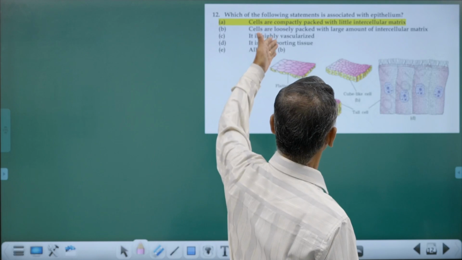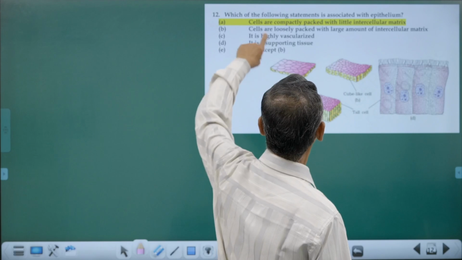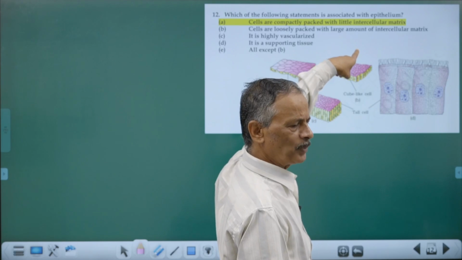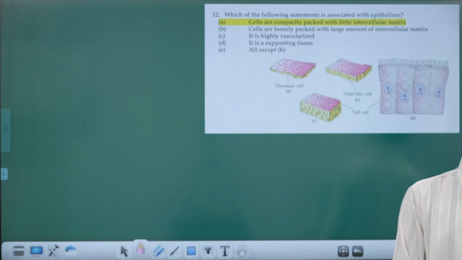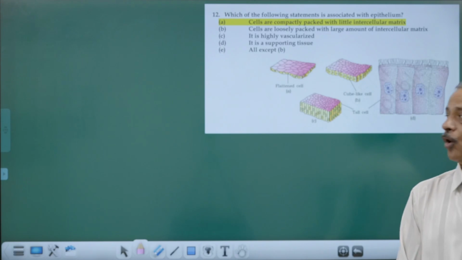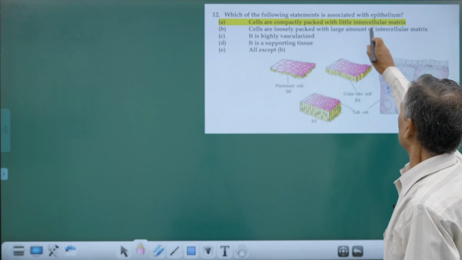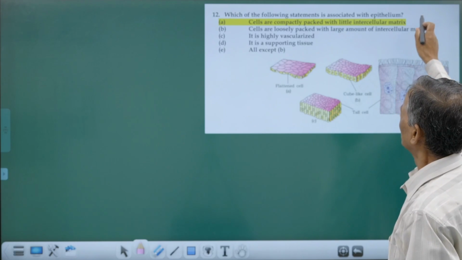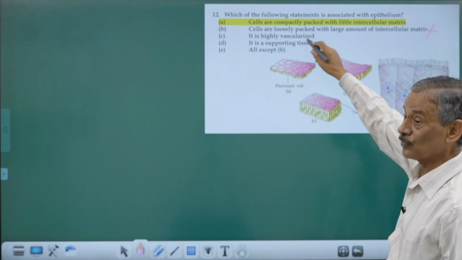Which of the following statements is associated with epithelium? We are having epithelial cells. Cells are compactly packed. That is the characteristic feature of epithelium. Outermost layer. That's the meaning of epithelium. Okay. With little intercellular matrix. Matrix is negligible. Cells are loosely packed? No, it is characteristic of connective tissue.